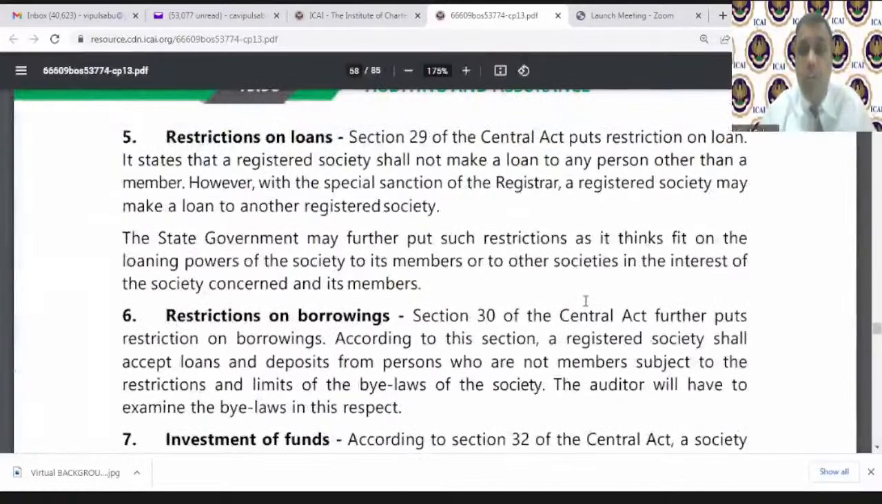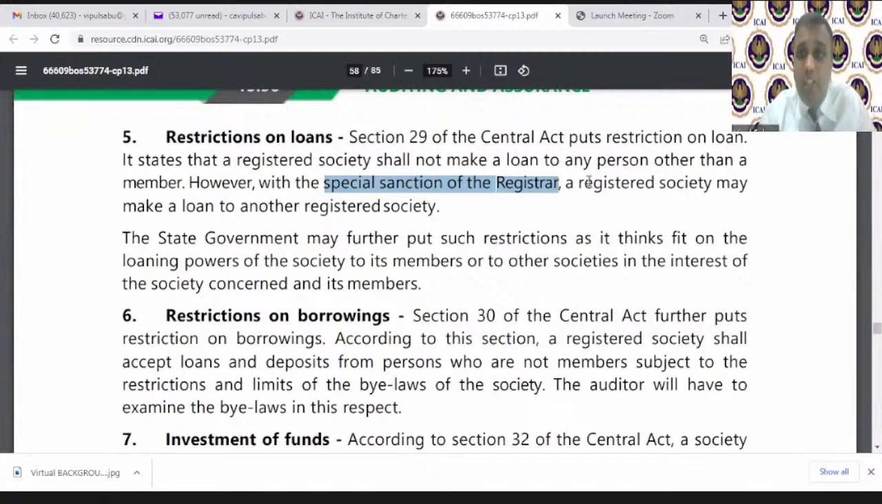Restriction on loans. Section 29 of the Central Act puts restriction on loans. It states that a registered society shall not make a loan to any person other than a member. Quite obvious. You can give loan to a member only and not anyone else. However, with the special sanction of the registrar. So if the registrar allows, you have to seek permission from the registrar.